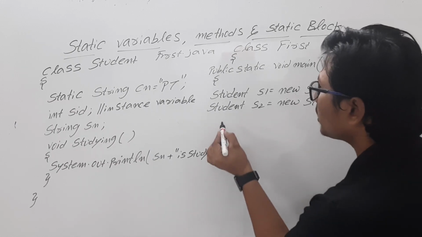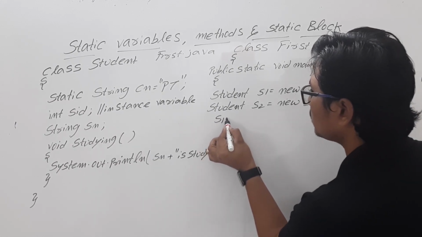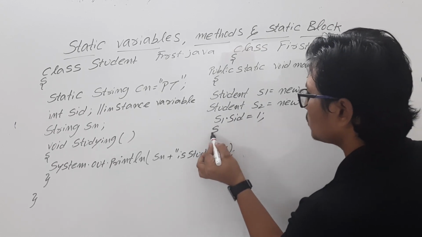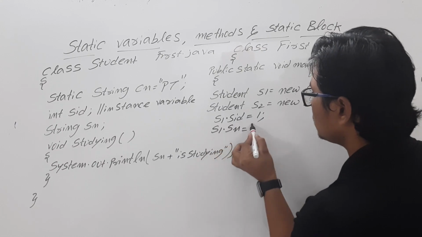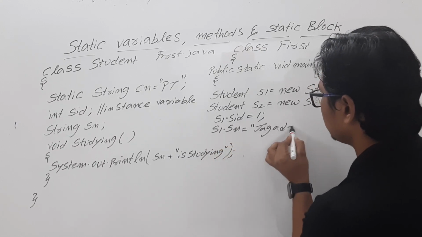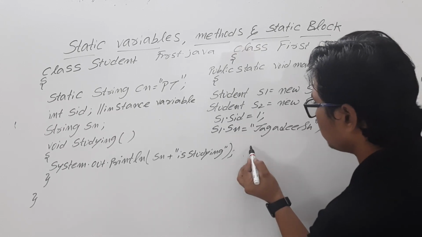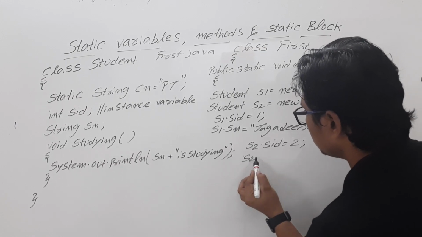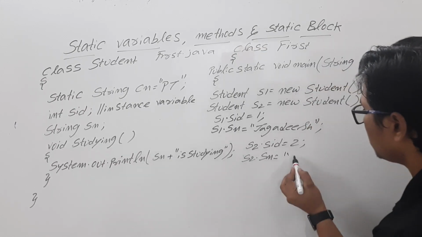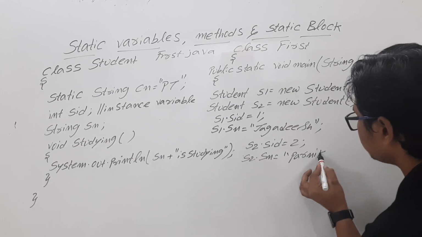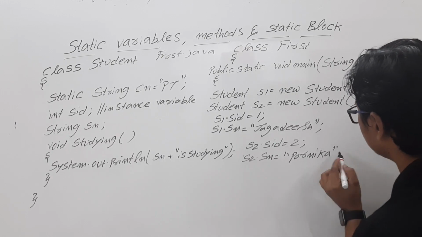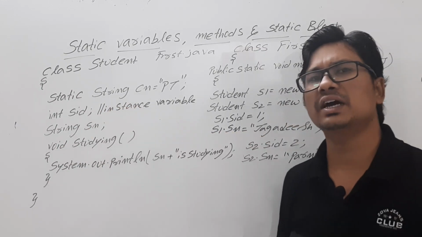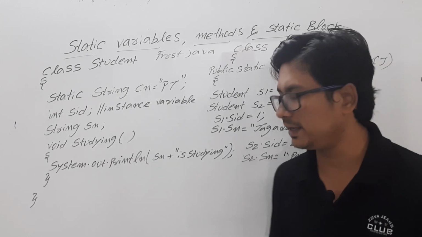Okay, and then what I will do is I will write s1.sid is equal to 1, s1.sn is equal to Jagadish. Let me write it. Okay, similarly I will write s2.sid is equal to 2, s2.sn is equal to Parnika. Okay, so for each object I have initialized the instance variables. We can do it like this, or we can use the constructor also. That I will discuss in the next video.